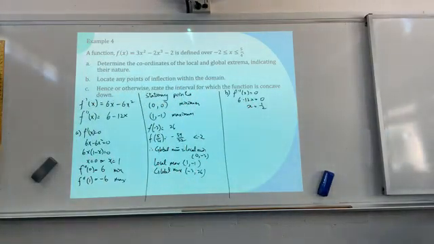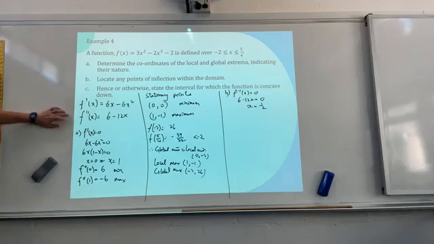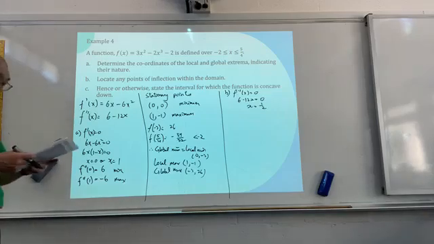Now locate any points of inflection within the domain. You know that there's only one point, because the second derivative is a linear equation, so there's only one point. It's equal to 111 over 32. Why is it 0?